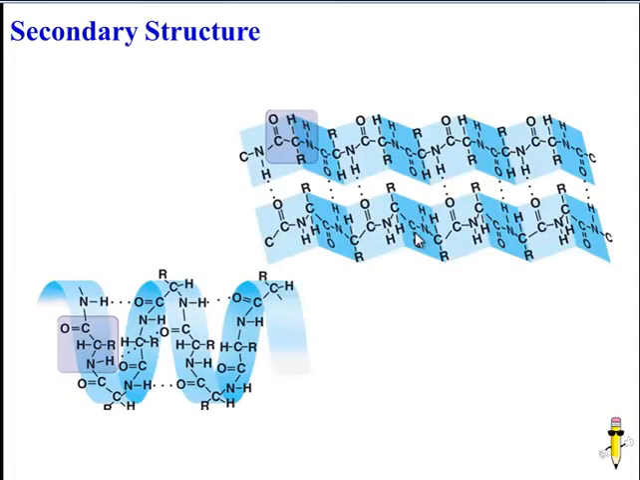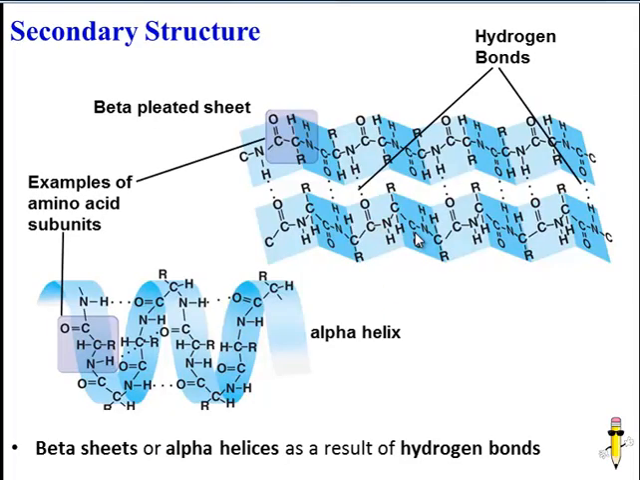Now this looks pretty complicated, and you do need to draw this in your notes, but please don't draw the individual atoms. What you need to draw in your notes are these 2 shapes. What we have here is an alpha helix and a beta sheet. These are the 2 forms that the polypeptide can take as a result of hydrogen bonds.